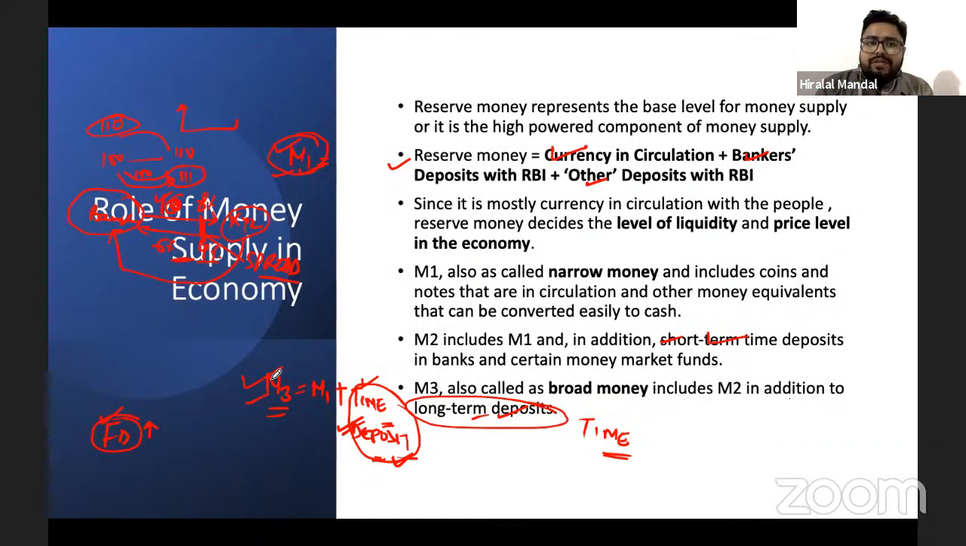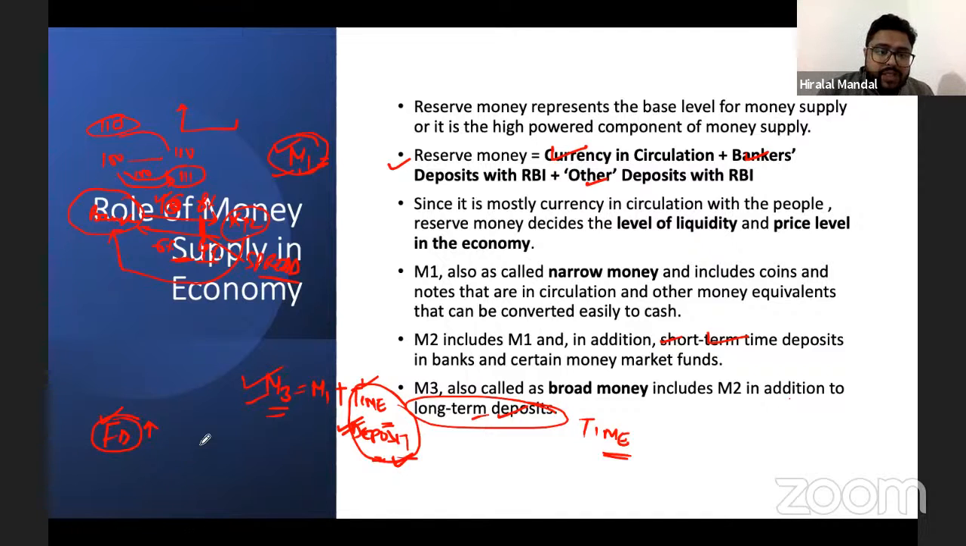So this is where the difference is: reserve money is increasing, currency in circulation is increasing, bankers' deposits with RBI are increasing, others' deposits with RBI are increasing, but the people's long-term time deposits with the banks are not increasing. Rather, what people are doing with their money is either making expenditure or making investment in homes or other things. That is why you see the difference between the reserve money and M3, or broad money. And this is the reason why you see that inflation is not increasing in the economy.